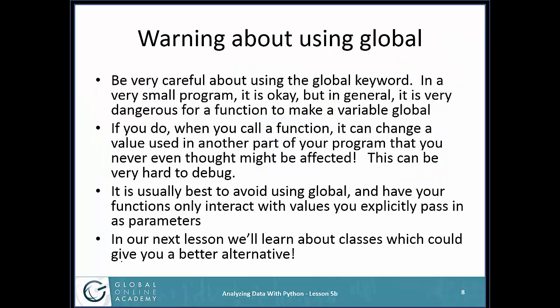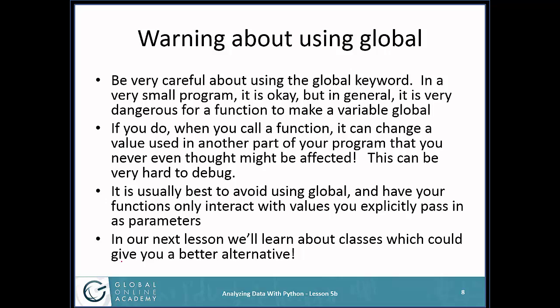But it's dangerous. Warning, do not use global too much. Be very careful about using the global keyword. In a very small program, it's okay, because you're going to understand what you're doing, what all your variables are. But in general, it's very dangerous for a function to make a variable global. If you do, when you call the function, it can change a value used in another part of your program that you never even thought might be affected. Your program might be several hundred lines long. You might be using 20, 30, 40 variables. If you put something in a function that said global X and you use an X later on, you've just affected a later part of your program without even knowing you were doing it.